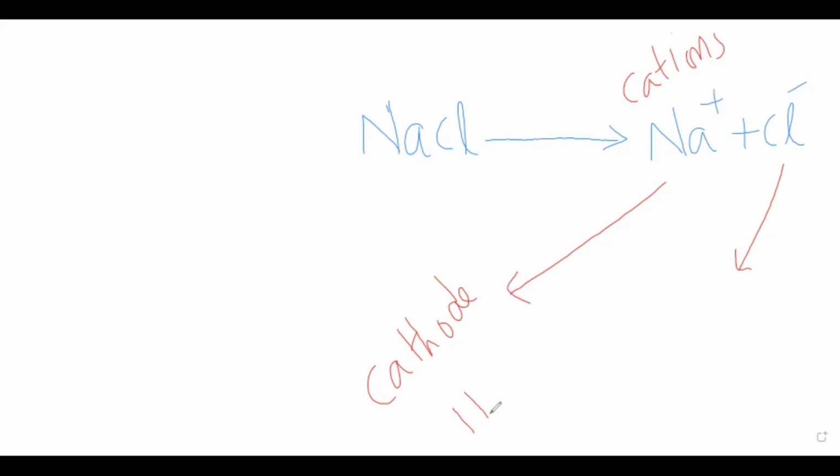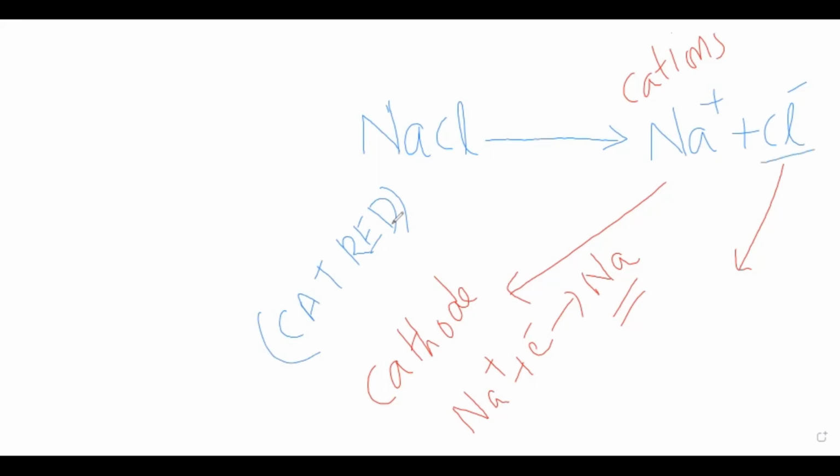They will gain electrons to deposit sodium metal, which is silvery whitish in color, on the surface of the cathode. So this is gain of electrons, and I told you that you can remember this as CAT RED: cathode reduction. Cat red, cathode reduction.